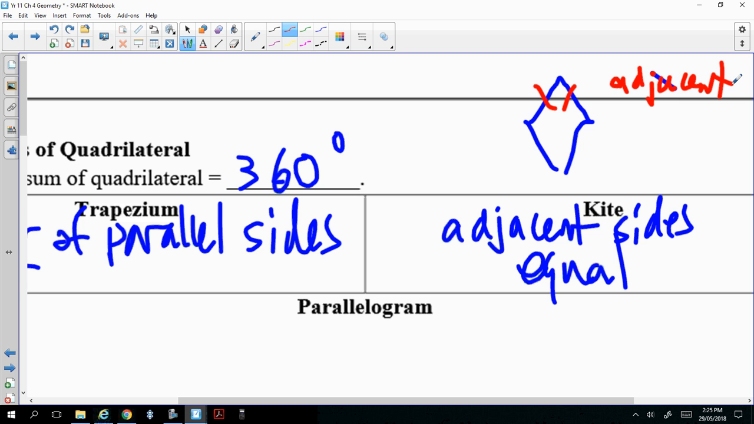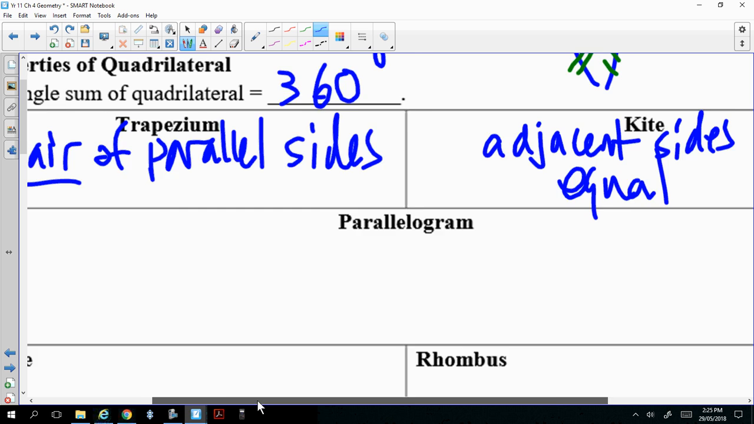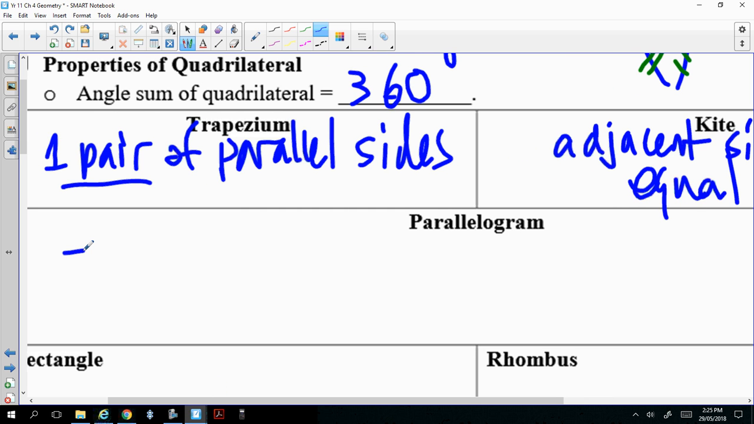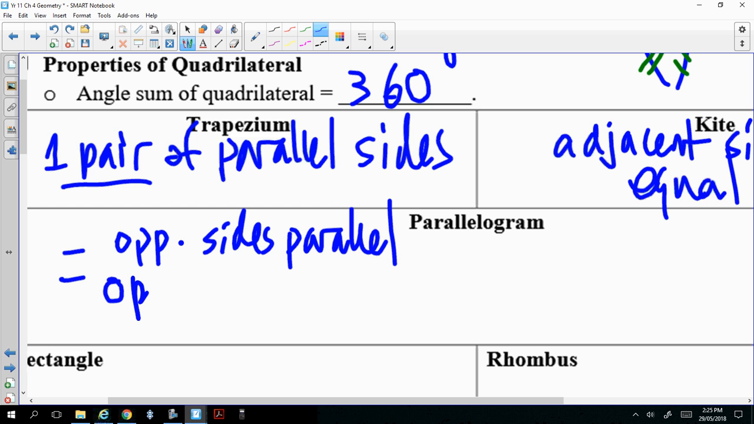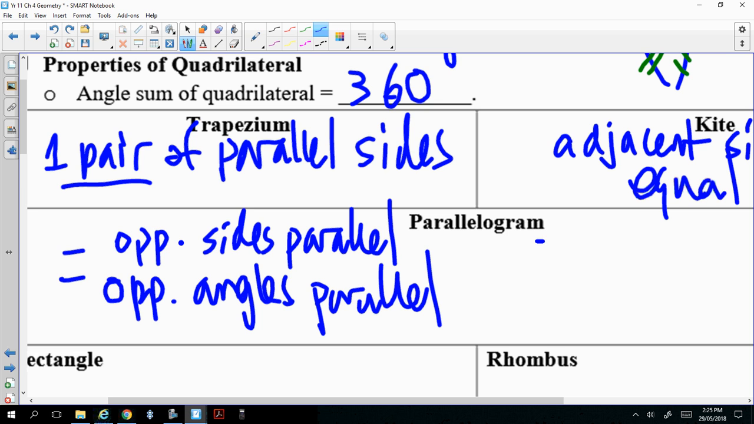All right, then we have to look at parallelogram. What are the properties of a parallelogram? There are 4. Which 4 can you name? Yep. Opposite sides parallel. No, they are, but that's not the main property. Opposite angles are equal. Yep. What else? Opposite sides are what? Equal.